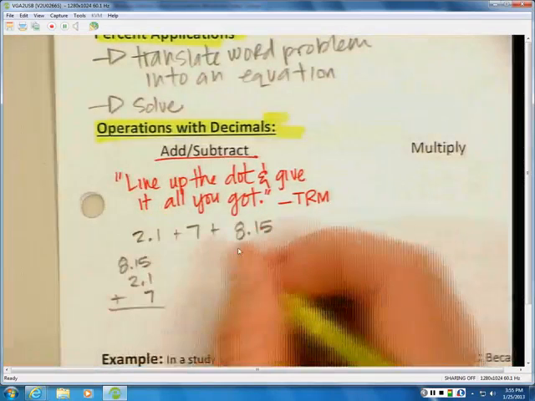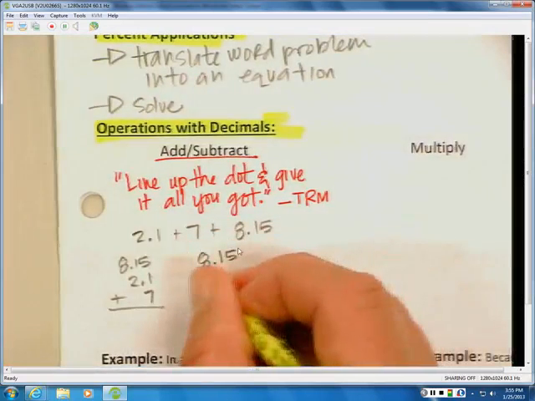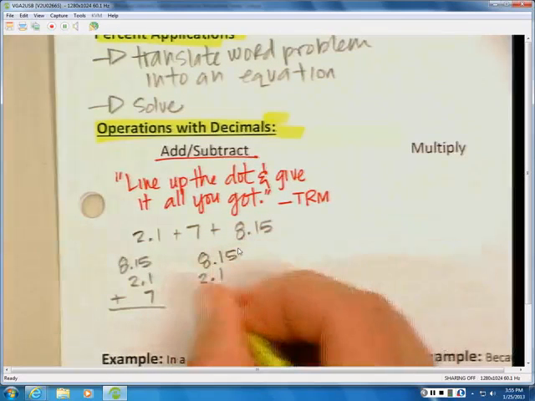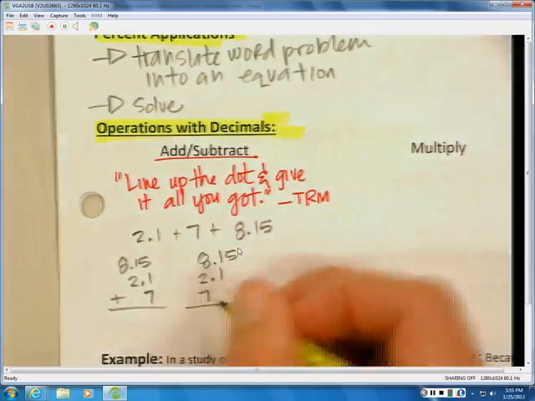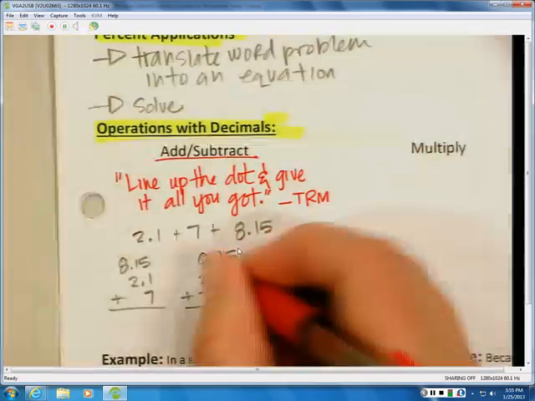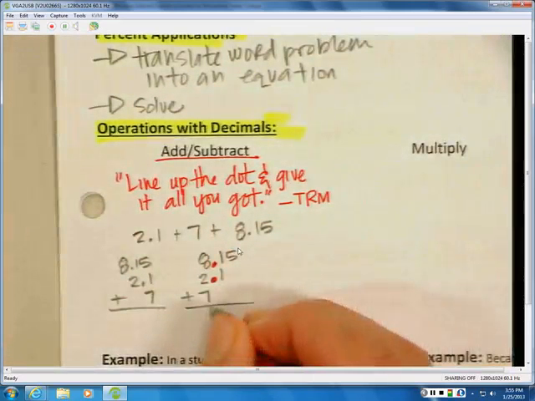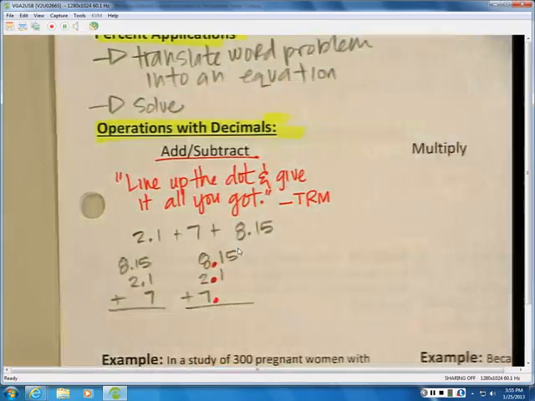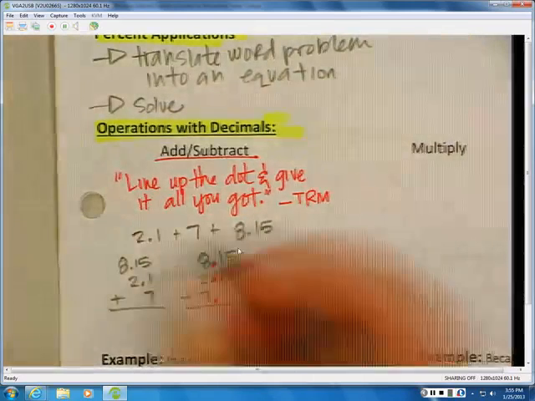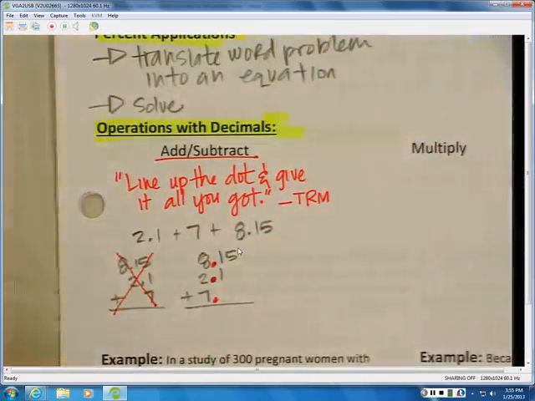So instead what you should do is write it like this: 8.15, 2.1, 7, and we are going to add this. Notice the key here is that all of our decimals are lined up. Now there's no decimal point that you can see for 7. It's implied that it goes behind it. This one is bad. This one is good. Line up the dot, give it all you got.